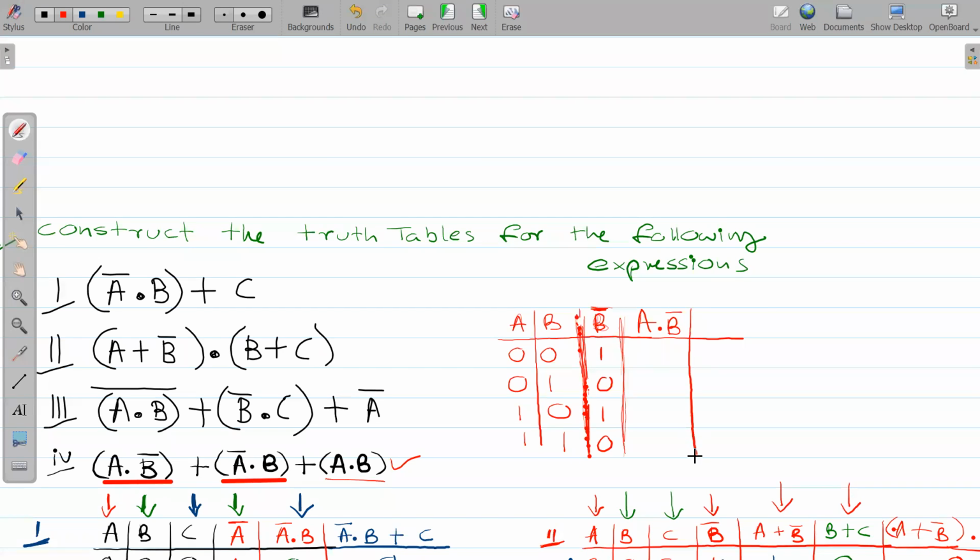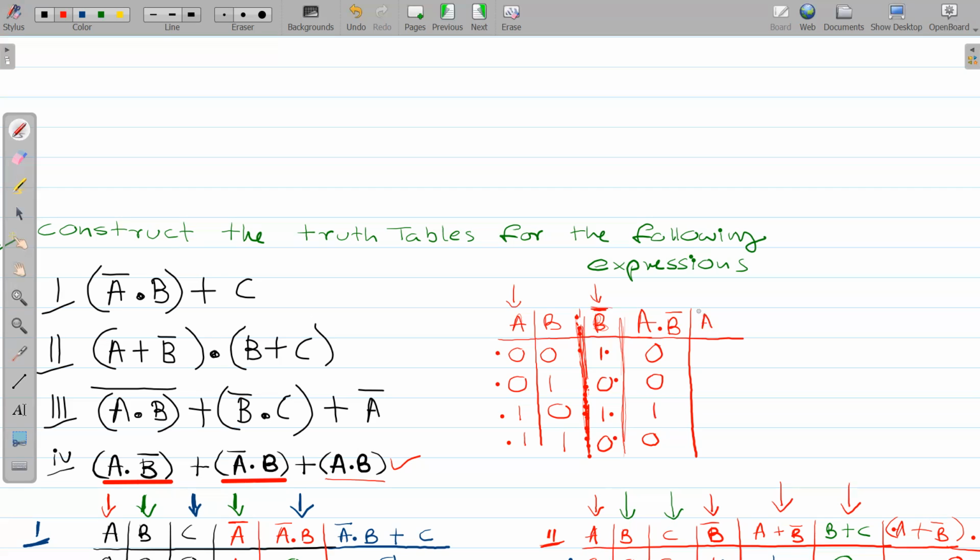So how I am going to take the A dot B bar just by referring to these two columns, A dot B bar. So 0 into 1 is 0. 0 into 0 is 0. 1 into 1, it's 1. 1 into 0, it is 0. Right? And then I got A bar dot B.